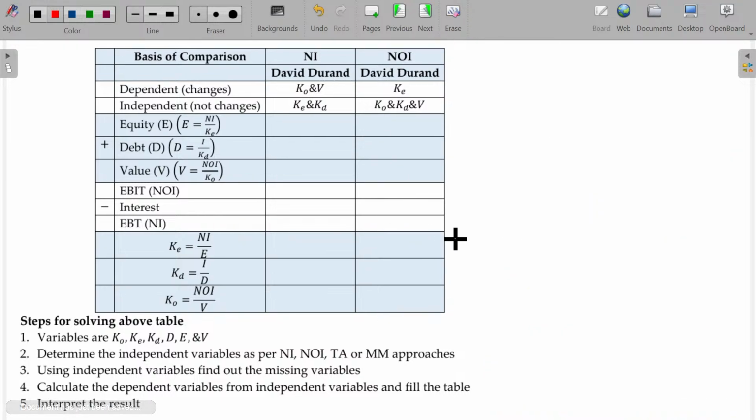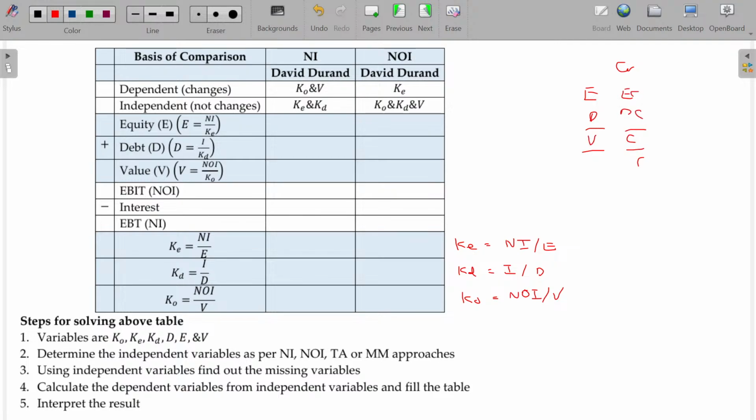Yeah, let me complete this. KE is equal to NI by equity. KD is equal to interest by debt. And KO is equal to NOI. NOI represents NI and interest both put together in the numerator, divided by equity and debt both in the denominator value. How do you calculate it? You add up this one, this is called value, add up this one, this is the cost, the overall cost. So this cost divided by value is the percentage. That's how we calculate it.